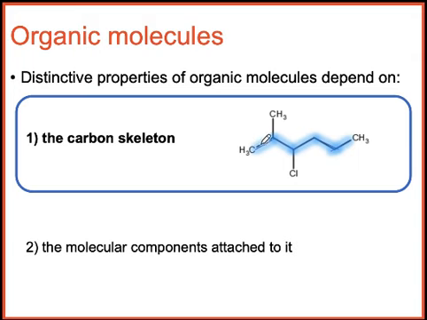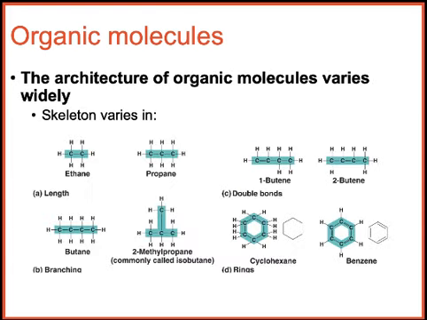The first thing is the carbon skeleton. Remember I told you this is the skeleton of all these little carbons that are lined up in a row, right? This is the backbone. This is why carbon is so prevalent, right? So let's take a look at this carbon skeleton. The architecture of organic molecules varies, right? The skeleton varies in length, in branching, in double bonds, right?